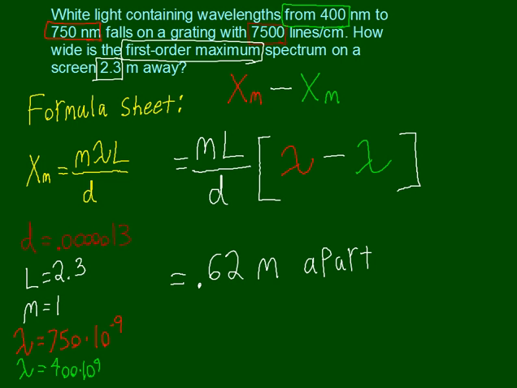Okay, I'm skipping a few steps here because you should be pretty good at algebra by now. I got the whole problem set up, and we're just finding the difference between where the red maximum is and where the green maximum is. If you factor everything out, they have this in common. The only thing that's different is the lambdas. And when I throw those numbers in, I got that they were 62 centimeters apart.